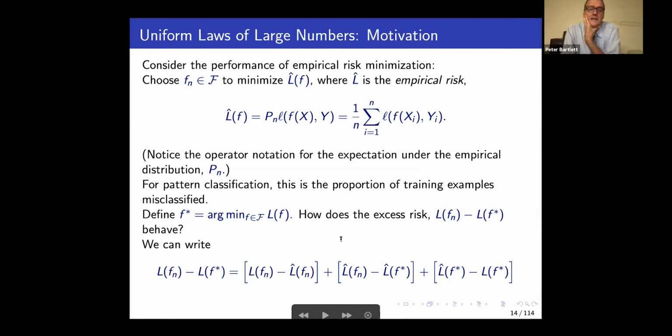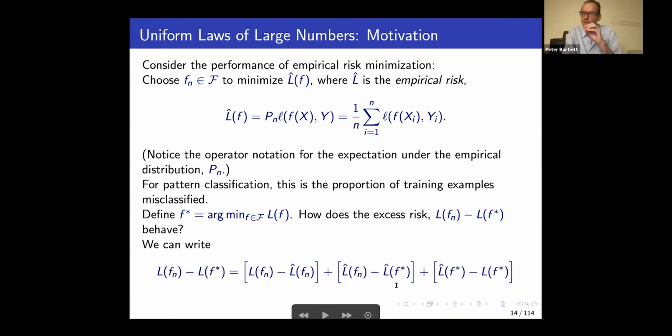Okay, so a very simple argument here is to write the risk of that empirical risk minimizer minus the risk of the optimum. So this is the excess risk, how much above the best we could hope for we are. To write that as just a sum of different pieces, right? I take the risk of Fn, I subtract off the empirical risk, so how well it did on the sample, and add it back in.